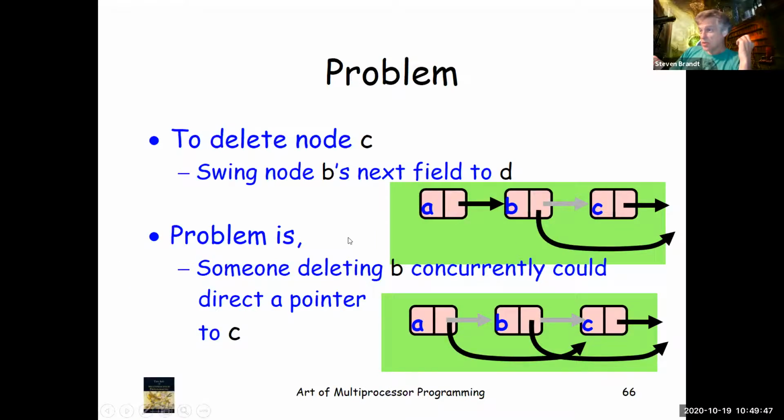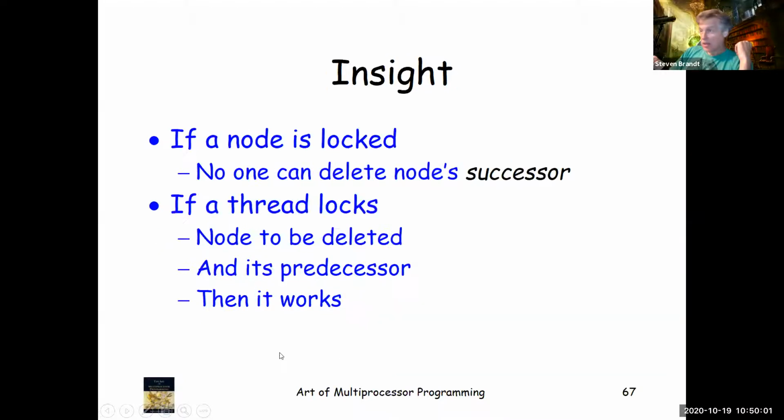Okay. So to delete node C, we swing B's next field to D. That's clear. But there's a problem if someone is concurrently deleting B. They could redirect the pointer to C. So if we have two locks, so if we lock a node and its predecessor, then it works.